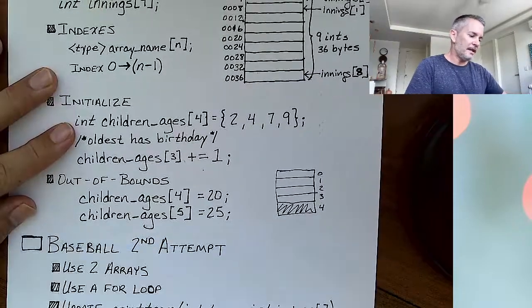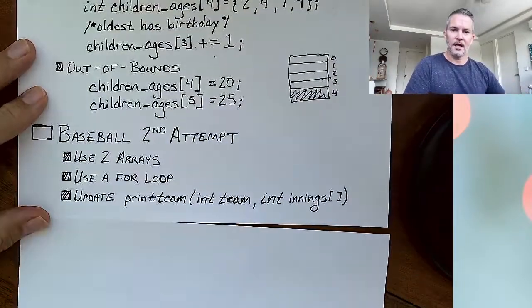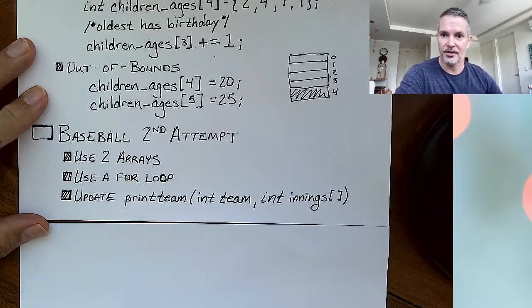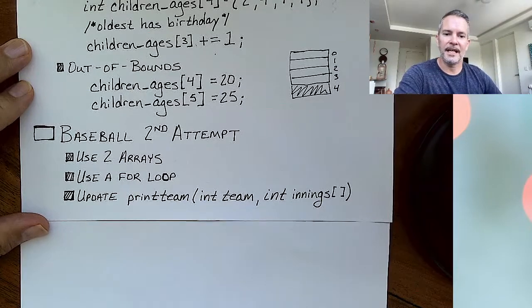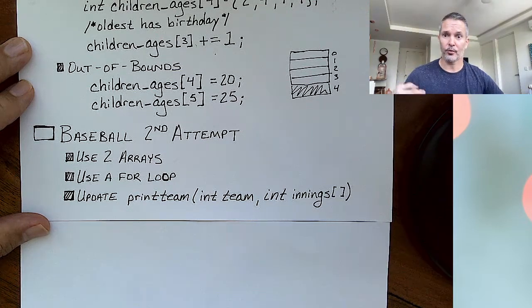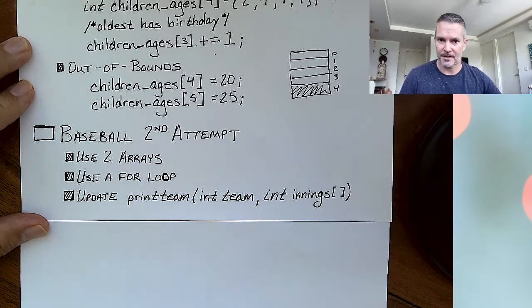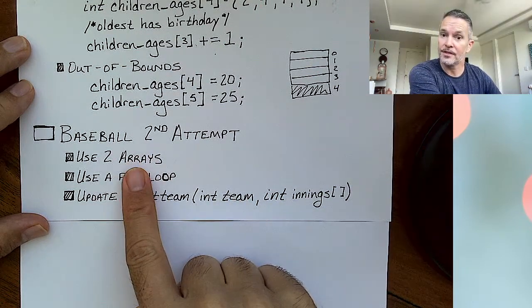All right, let me give you now your second programming challenge. We've gone over just enough information to help you. So what I want you to do is take a second attempt at writing the baseball program that I showed you earlier. So you're going to rewrite badbaseball.c. And here's what I want you to do. I want you to use 2 arrays for the scores of the teams.